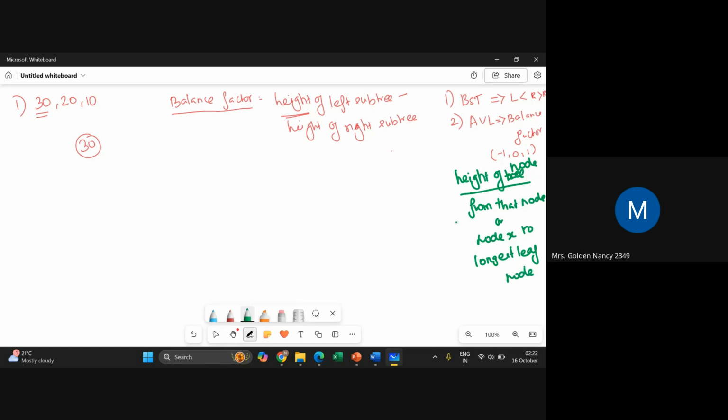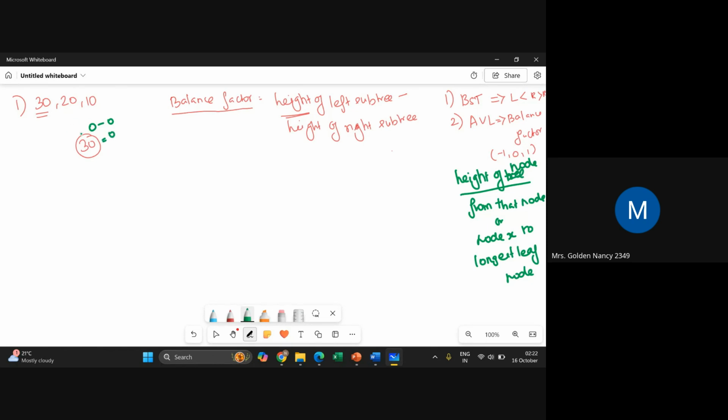Okay, so this is the height of a node. The balance factor considers the height of the left subtree of that node and the height of the right subtree. What is height? You have to take it from that node to its longest leaf. Here for 30 there is no left subtree and no right subtree, so that is 0. Left subtree is 0, right subtree is 0, so the balance factor is 0.